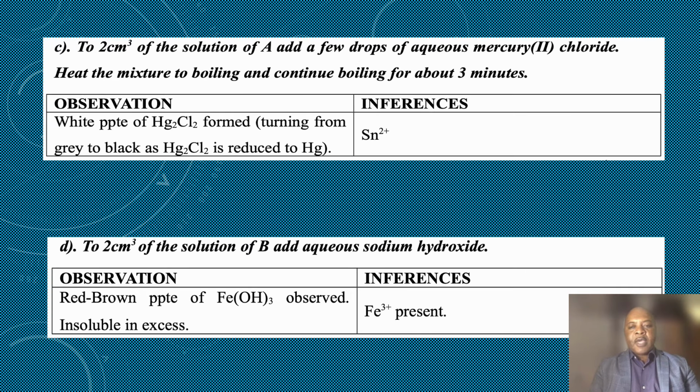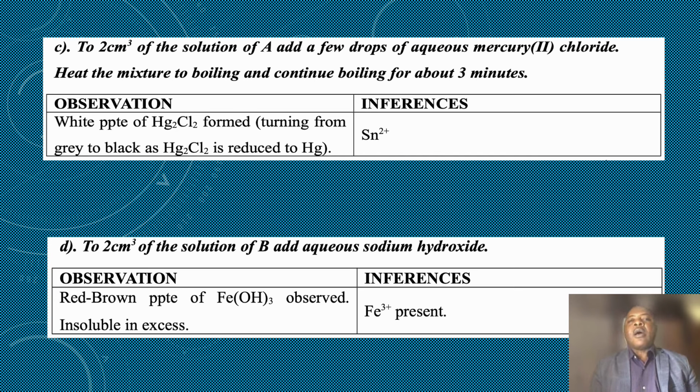Now, A is a reducing agent. To 2 cm³ of the solution of A, add a few drops of aqueous mercury chloride. You are provided with mercury chloride, and you add it to A. We have discovered that A is a reducing agent that reduced the manganate, and we said it could contain an alcohol group, an aldehyde group, or an alkene. So if we now add mercury chloride, heat the mixture to boiling, and continue boiling for about 3 minutes, a white precipitate is formed, turning from gray to black as mercury chloride is reduced.